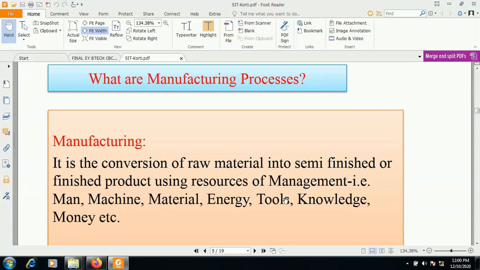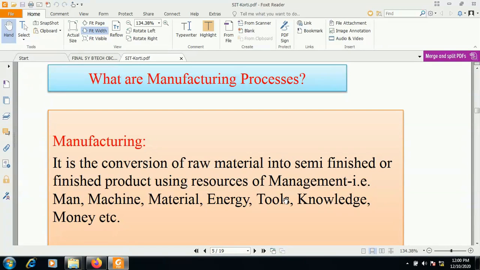Or continuous casting, it is mostly applicable for the production of blooms, billets and slabs. These are also semi-finished products. And whatever machining processes are there, with those machining processes we are converting the semi-finished product into finished product. Understood?